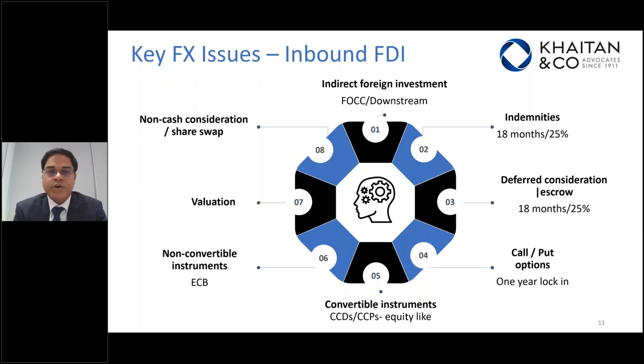But having said that, what is indirect foreign investment? Indirect foreign investment is when an Indian entity makes downstream investment, further investment into another entity.